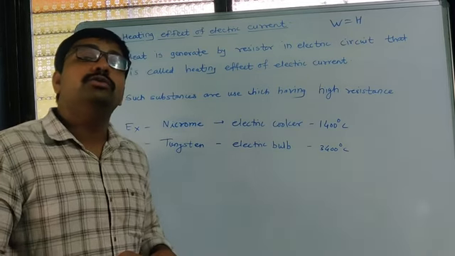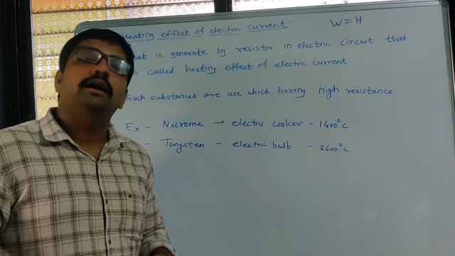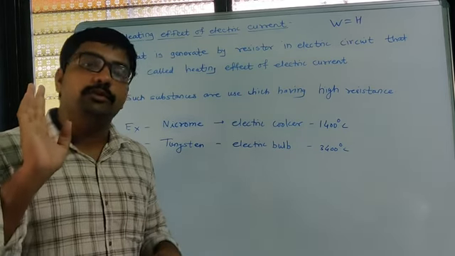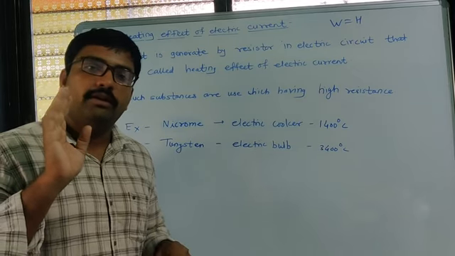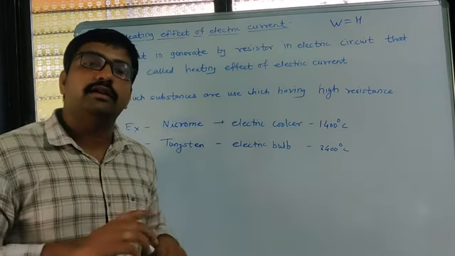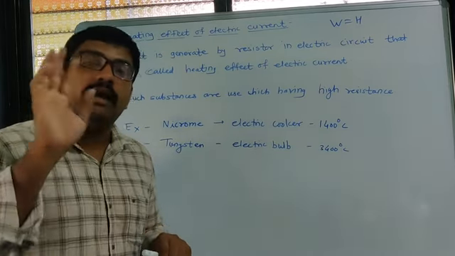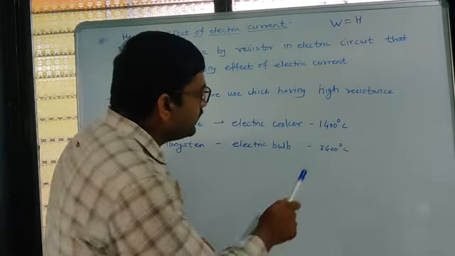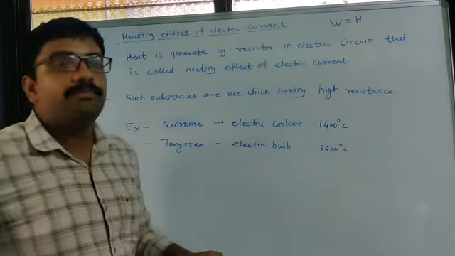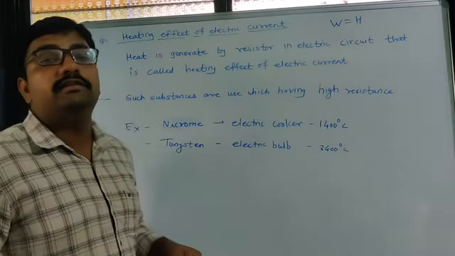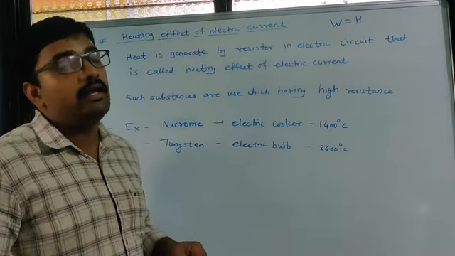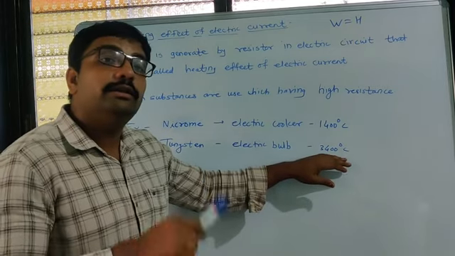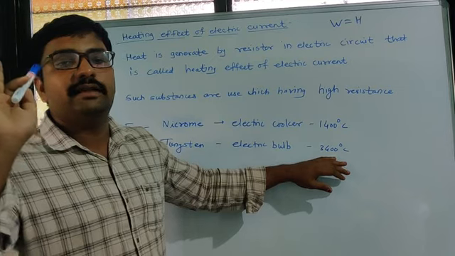Due to the high resistance, heat is produced again and light is also produced there. Due to the high resistance of the tungsten wire, heat and light are produced there. This tungsten has a very high melting point, that is 3400 degrees Celsius, meaning up to whatever its temperature increases, it will give us heat as well as light.